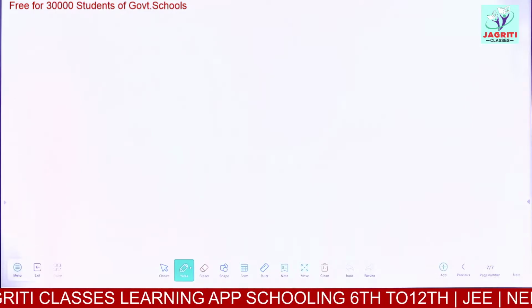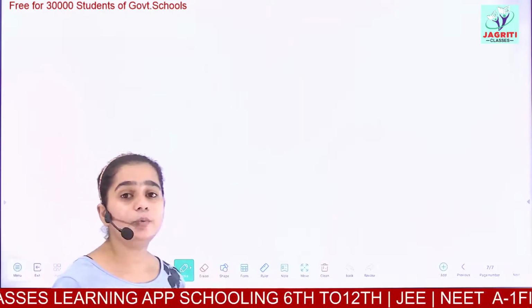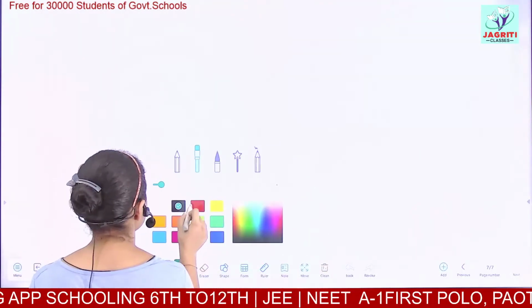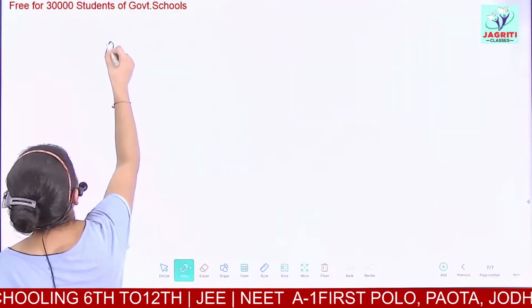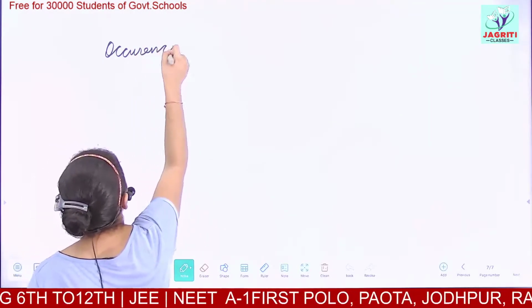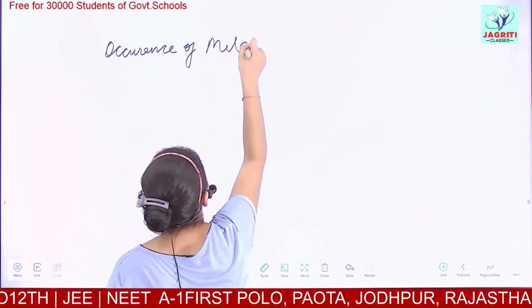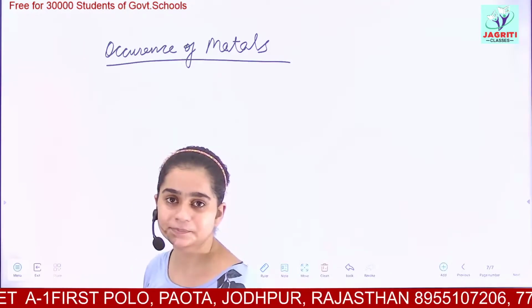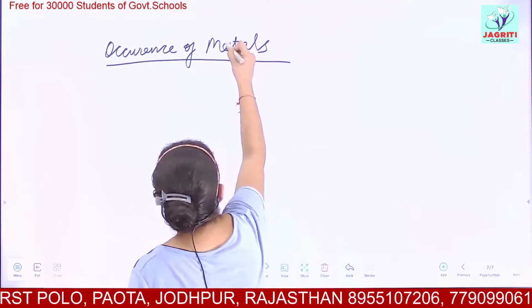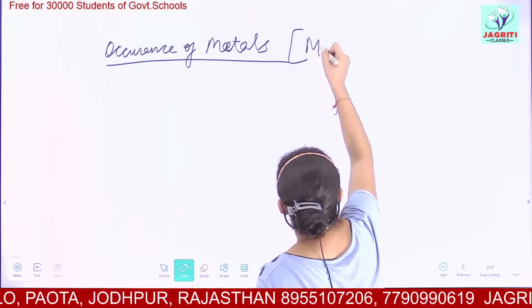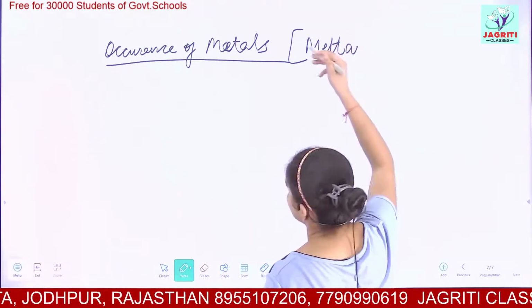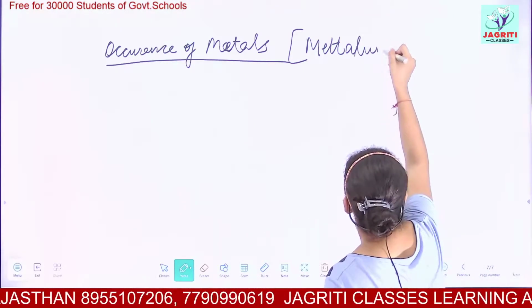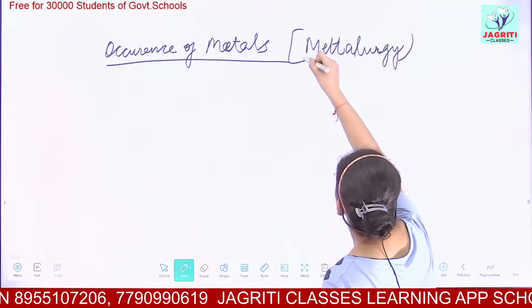Okay? Now what do we have to study next? Now we have a new topic, that is occurrence of metals. We have to study occurrence of metals. What do you mean by occurrence of metals? The branch of science which deals with the extraction of metals and refining of metals is called metallurgy. So first you should know metallurgy.